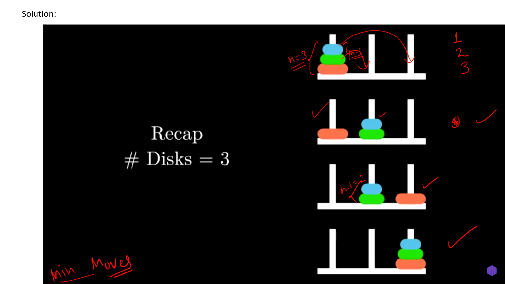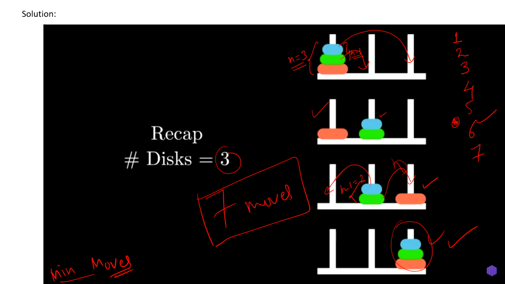Do you agree? Right? Now taking the bigger disk onto the last rod, the third rod, is going to be my fourth move, and naturally the top disk goes over here. That is going to be the fifth move. The green disk goes over here. That is going to be my sixth move, and then finally this disk goes over here. That is going to be my seventh move, to get the picture like this. So for n equals 3, how many moves did we need, the minimum number of moves? It is 7 moves.